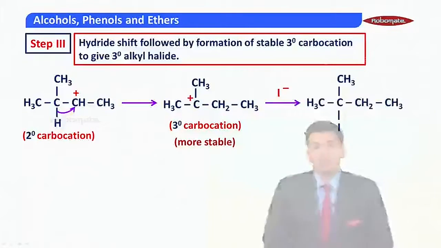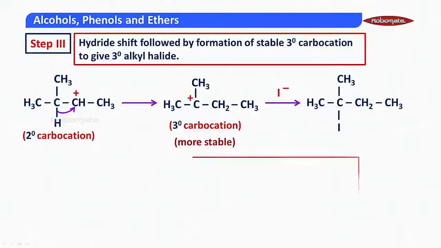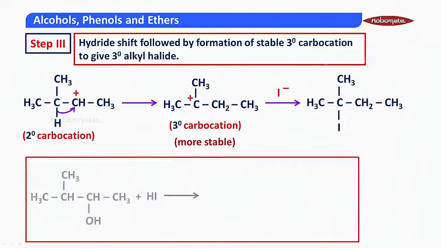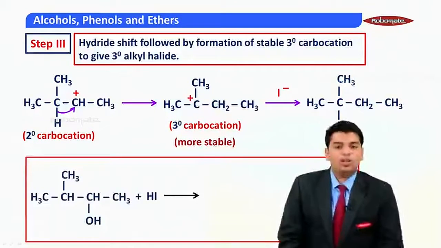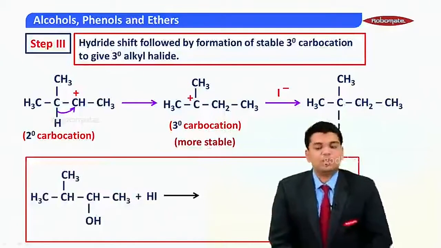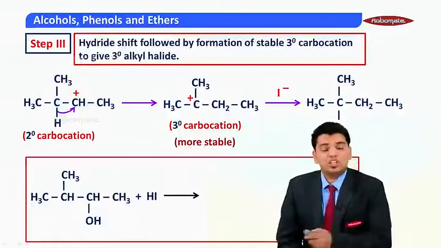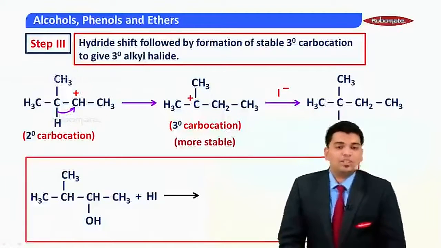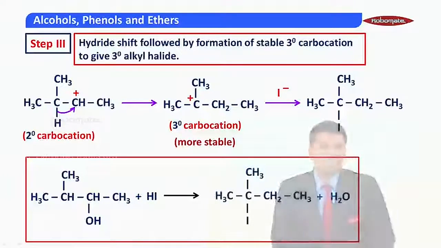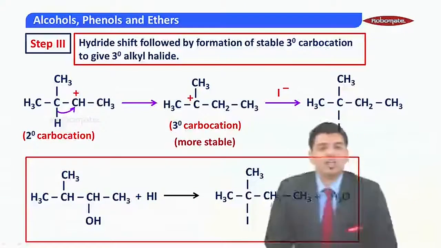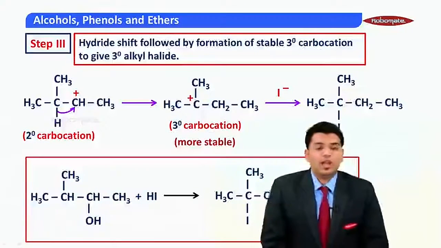So in short, if someone asks you this question directly, where you are supposed to react the given alcohol with HI, you will not simply replace OH by I, but in fact I would go to the tertiary carbocation instead of the secondary carbon atom. So the product that we see here is the final product. So this was about the reaction of alcohols with hydrogen halides.